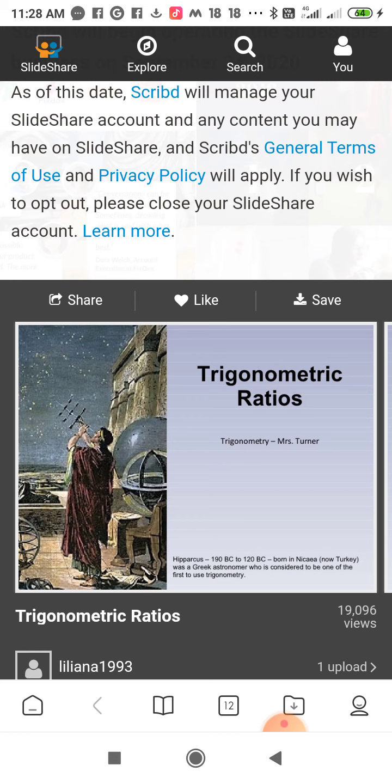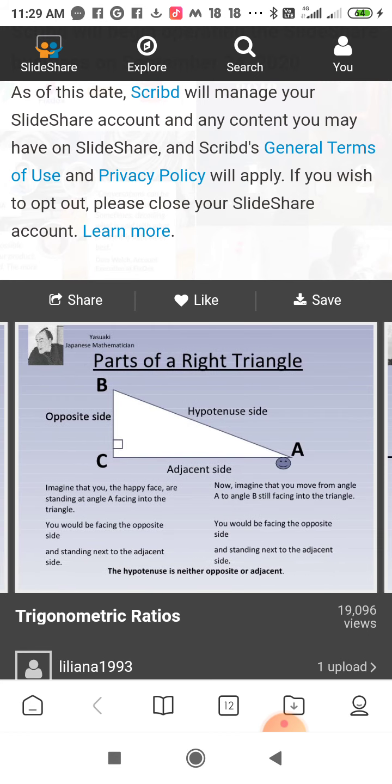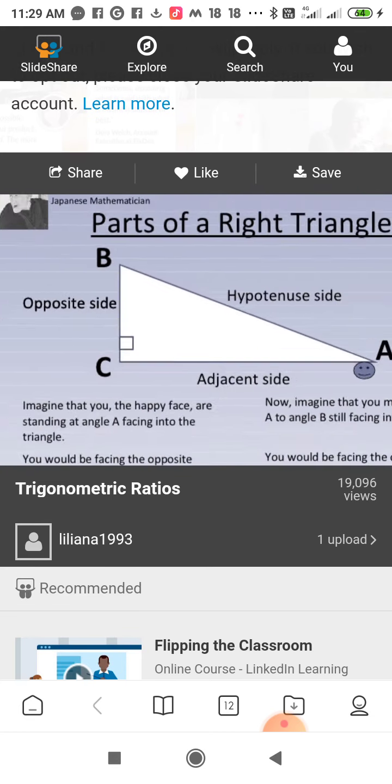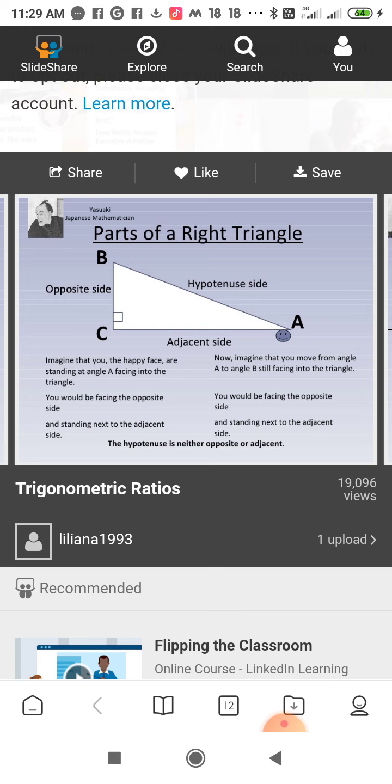The program is MSc Chemistry first semester and the course is Biostatistics, and the session today is trigonometric ratios. Before knowing the trigonometric ratios, it is very essential to know the right angle triangle and its parts. Here you have seen the right angle triangle in front of you.